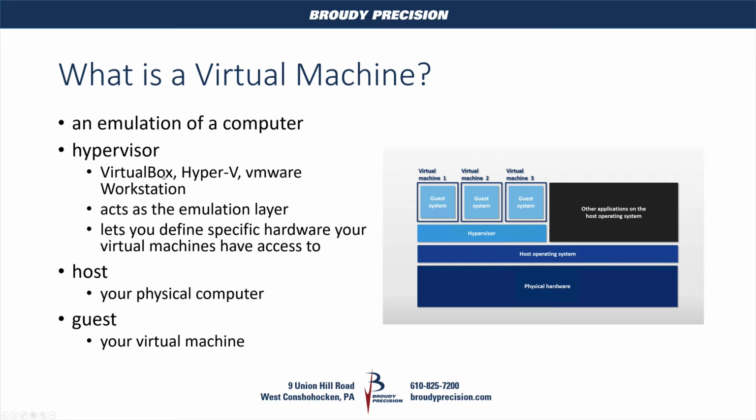And the popular versions of that software are VirtualBox, and that's what we're going to use in this video. That's made by Oracle. It's free. It's open source. You have Hyper-V, and that's the Microsoft virtualization software. It's free. It comes with Windows 10 Pro, but you have to turn it on as a feature. It doesn't get installed automatically when you install Windows 10 Pro on your computer.